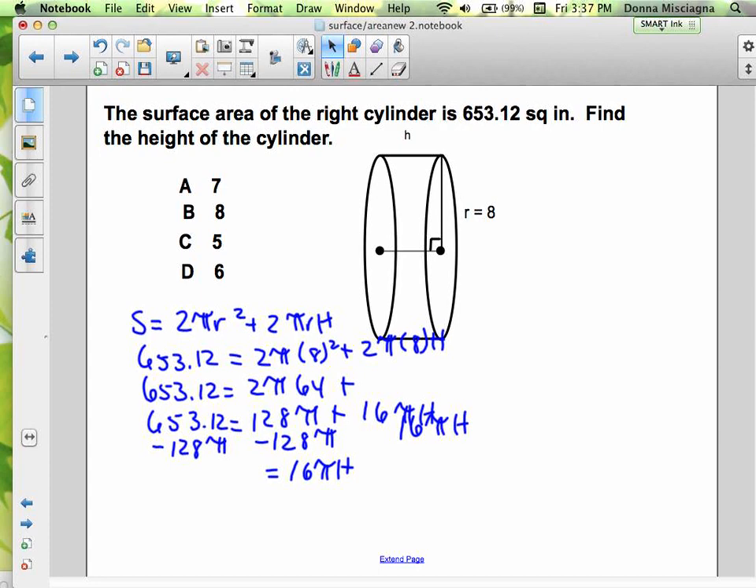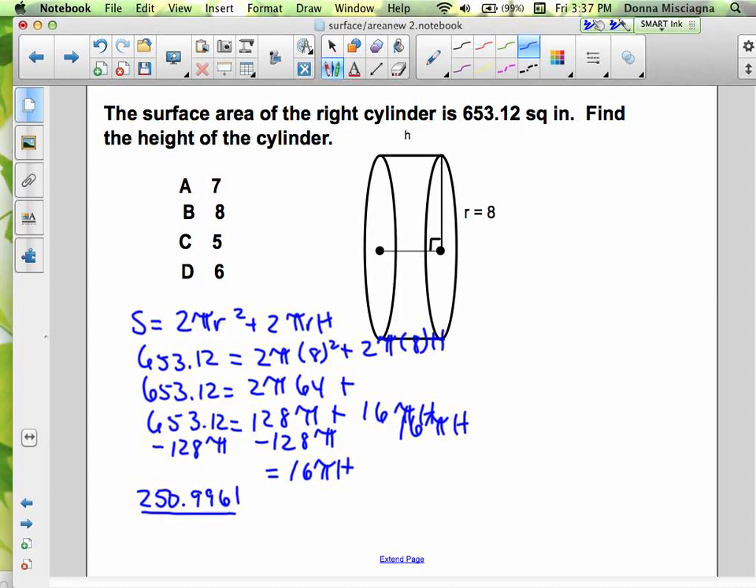Matter of fact, unless I take it to 4 decimal places, it's going to round up to 251. We'll just keep the 3 decimals in there. It probably will not make a difference because look how nicely rounded those answers are on this multiple choice. 250.9961. So I'll write all the decimals because it's not like I'm working with them anyway.